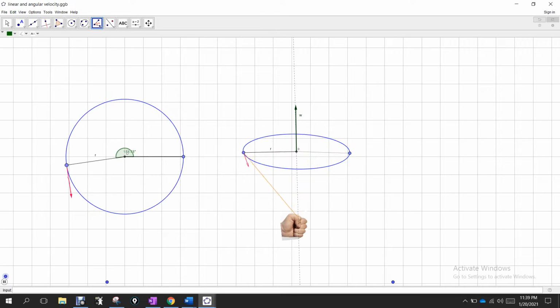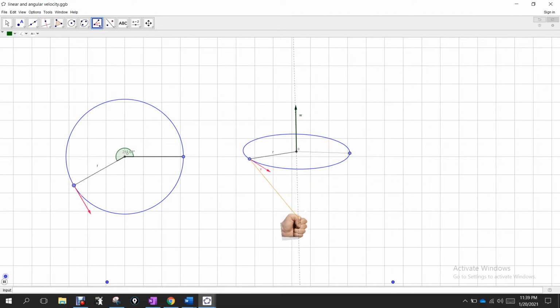The idea that we want to think about here is if I were to convert that circular motion of that rock, and how fast it is moving in a circle, into how fast it was moving in a straight line, that would be referred to as linear speed.